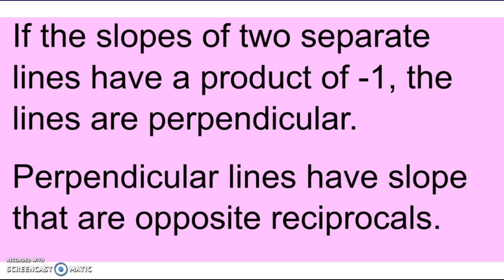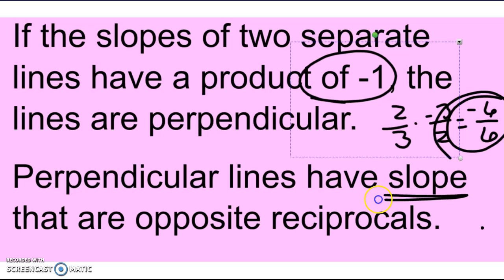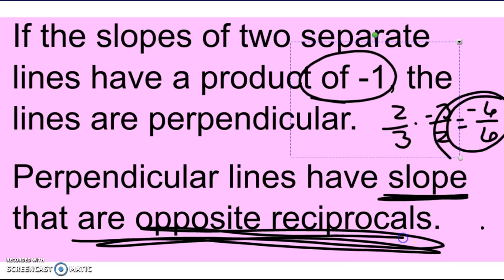The slopes of two perpendicular lines have a product of -1, meaning the first one was 2/3 and the other one was -3/2. If you multiply that together, you get -6/6, which is -1. You could also say they have slopes that are opposite reciprocals. So if you had one that was 1/4, the opposite reciprocal would be -4/1 or just -4.